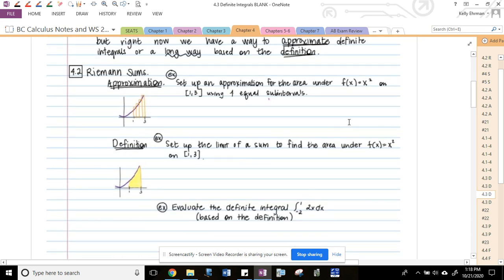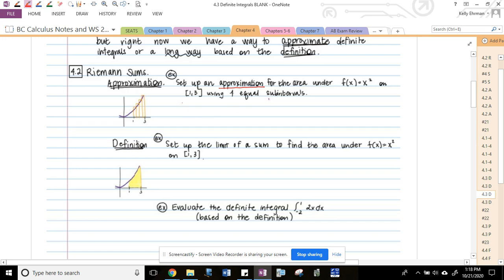So for Riemann sums, if I want to set up an approximation for the area under f of x equals x squared on the interval 1 to 3, I could use 4 equal subintervals and get an approximation. These look like they are an upper sum, or they're right-sided endpoints. So this would be an overestimate.